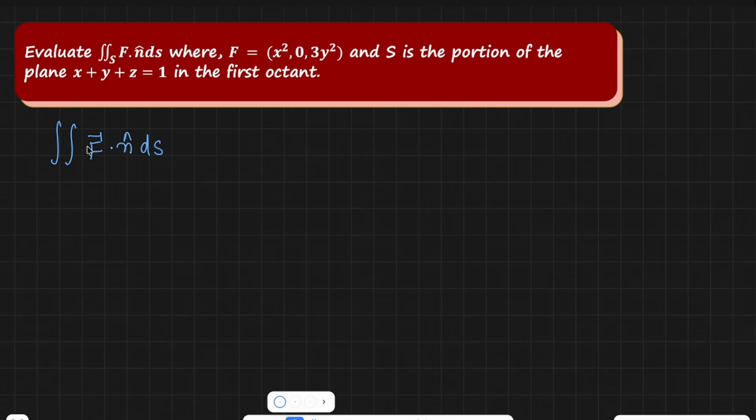So the key concept is basically whenever you have F dot n cap dS, if it is a single integral of F dot n cap dS, it is flux. If it is a double integral of F dot n cap dS, it is surface integral.